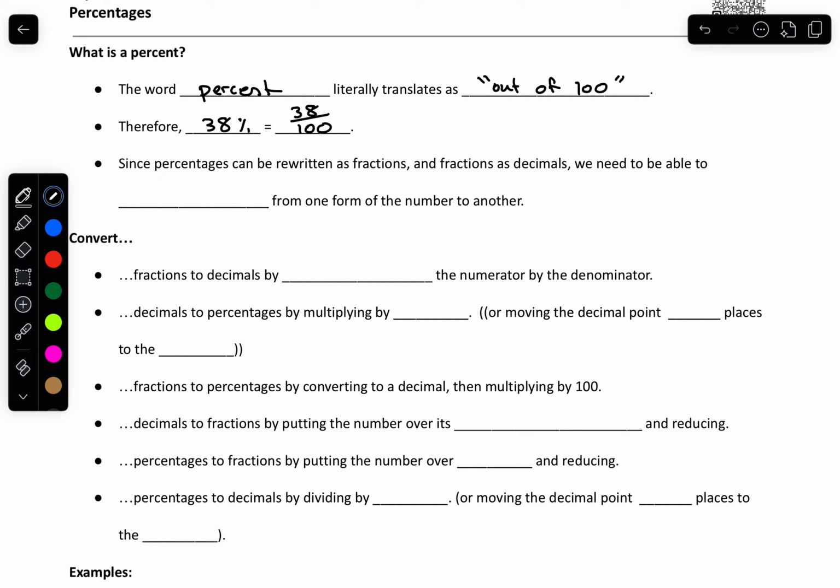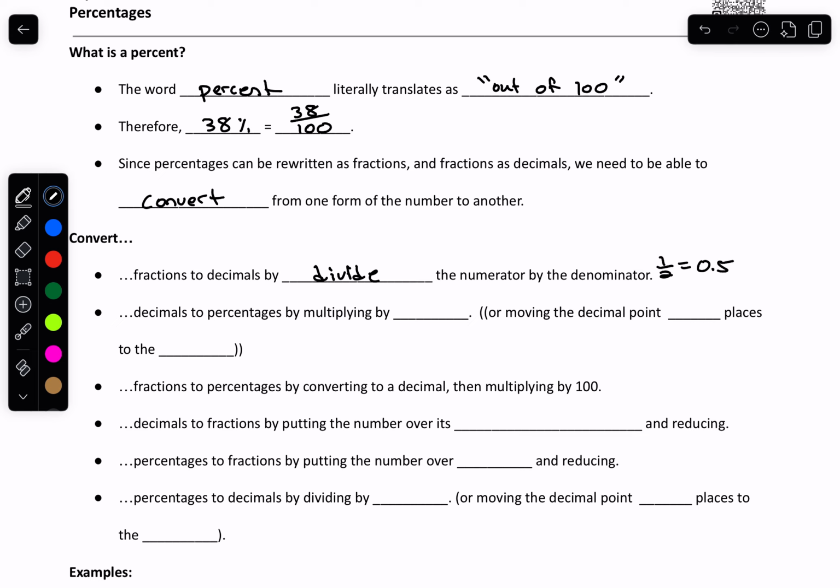All right, since percentages can be written as fractions, that means that they can also be written as decimals because fractions can be written as decimals. So we need to be able to convert from one form to another form. We have steps to convert in every direction. If we want to convert fractions to decimals, we simply divide the numerator by the denominator. For example, if we wanted to convert 1/2 into a decimal, we would just divide. 1 divided by 2 would give us 0.5.